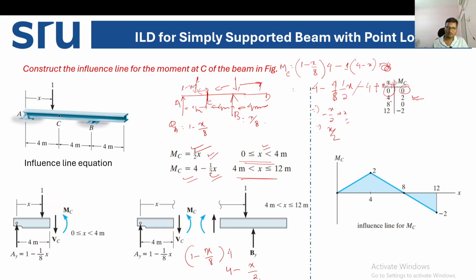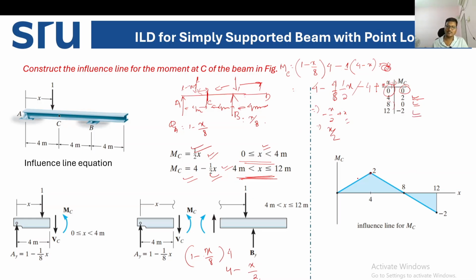When x is equal to 8, the unit load is in between 4 to 12, so in this equation we put x equal to 8. 8 by 2 is 4, and 4 minus 4 is 0. And x is equal to 12 means 12 by 2, that is 6, so 4 minus 6 is minus 2.